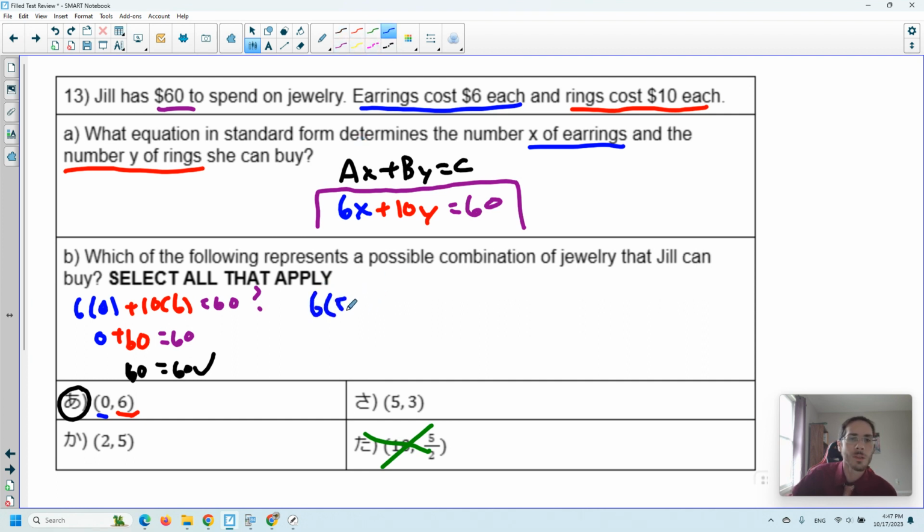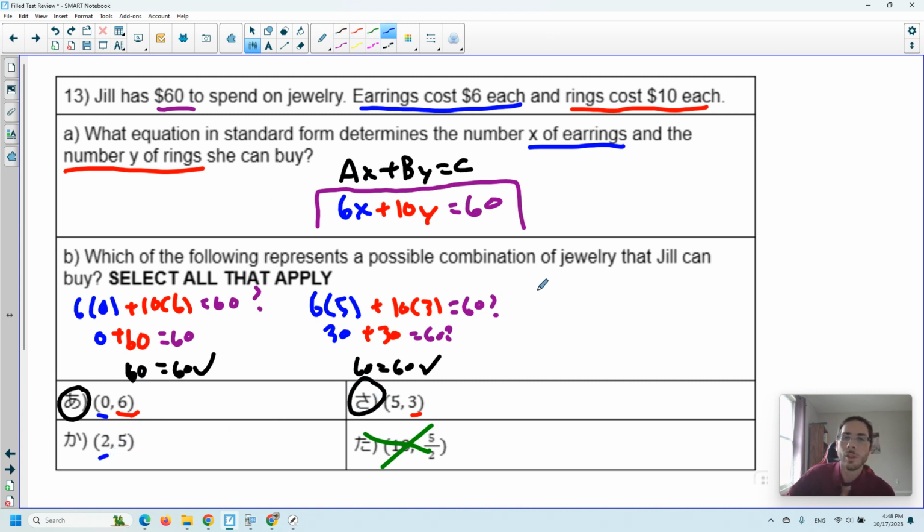So 6 times 5. I guess technically C was next, but that's all right. We'll work on this one. Plus 10 times 3. And we have to find out, does that actually equal 60? Well, 6 times 5 is 30. 10 times 3 is 30. And yes, 30 plus 30 is 60. So 60 does equal 60. So I'm going to pick this one as well. All right, then we'll come down here and pick the next one.